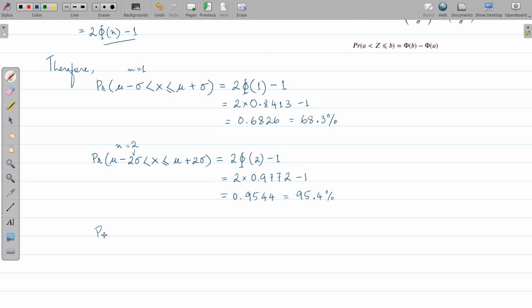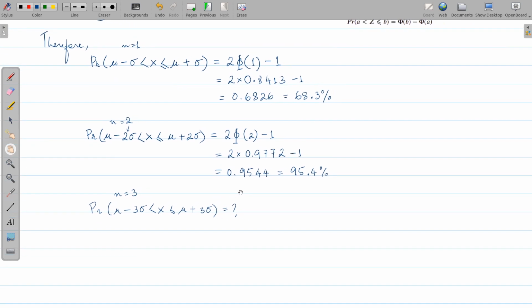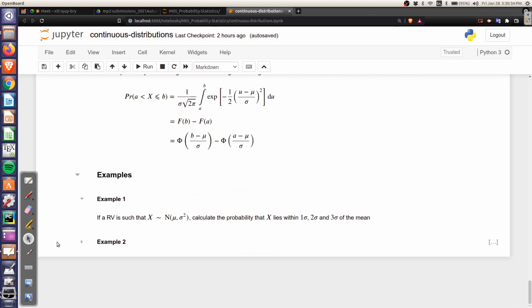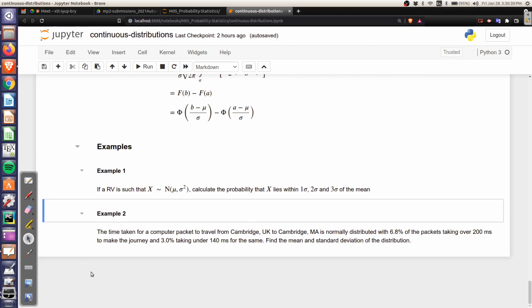The third one I'll leave to you. The probability that it lies within 3 sigma, mu minus 3 sigma less than x less than or equal to mu plus 3 sigma. This is for n equals 3. Understood, everyone? Any questions? Okay, great. Let's look at the next problem, which is the last problem, and I'll stop here. Let me grab this problem from here.